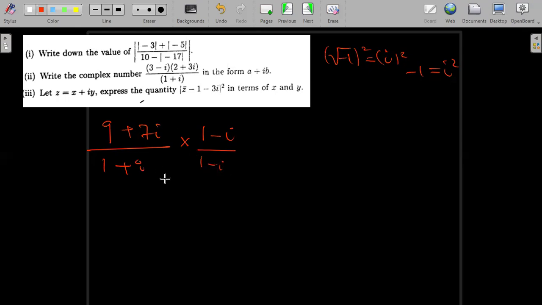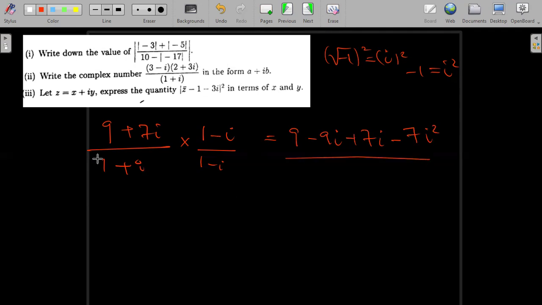Then I can work this out further. I get 9 multiplied by 1, which is 9. Then 9 by negative i gives me negative 9i. Then I have 7i by 1, that gives me plus 7i. And the last part gives me negative 7i squared.